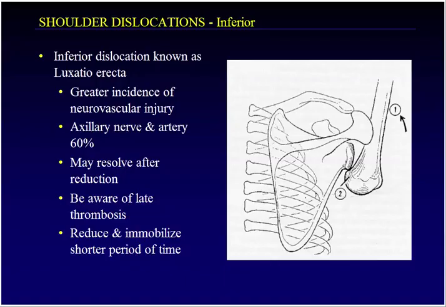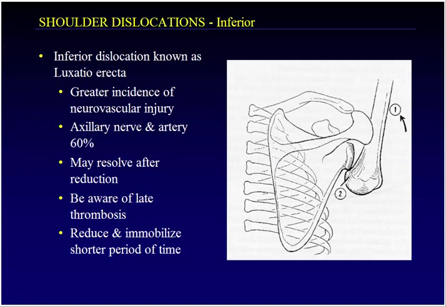Now, what about inferior dislocation? This is luxatio erecta. It's pretty rare, but it's important to recognize it because it does have a very high incidence of neurovascular injury. Both the axillary nerve and the artery can be disrupted in close to 2/3 of these patients. The axillary nerve and artery injury can resolve after reduction.